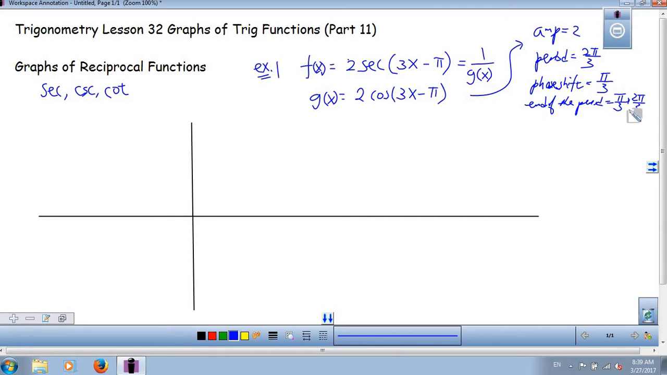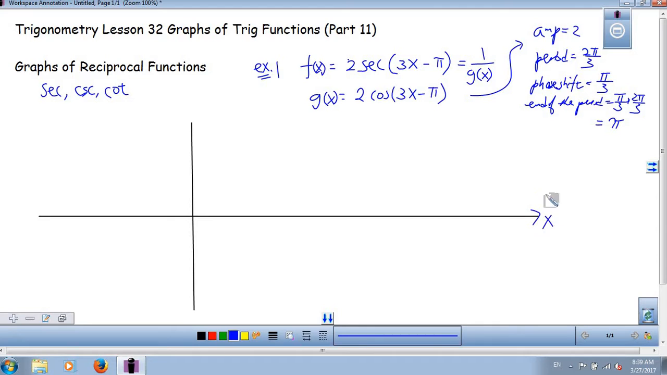Now, if you don't remember how to do this, you can go back to review the previous videos. On lesson 30, I believe, we did sine and cosine. So pi over 3 plus 2 pi over 3 is going to be pi. So for our phase shift, we're going to start with pi over 3, and we're going to end our first period at pi.